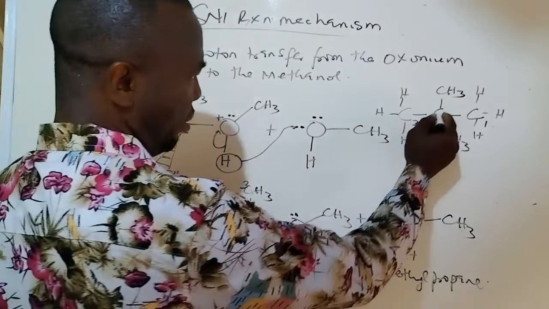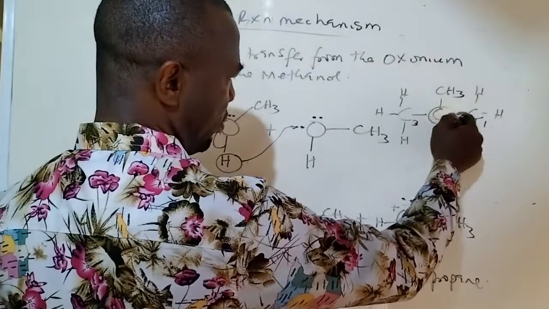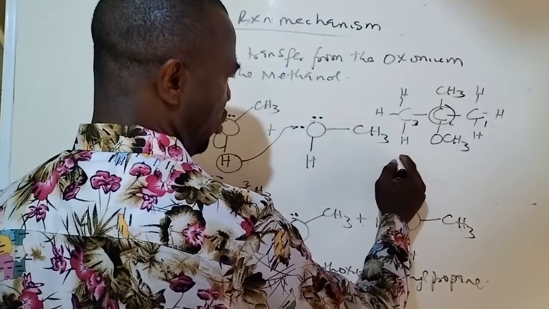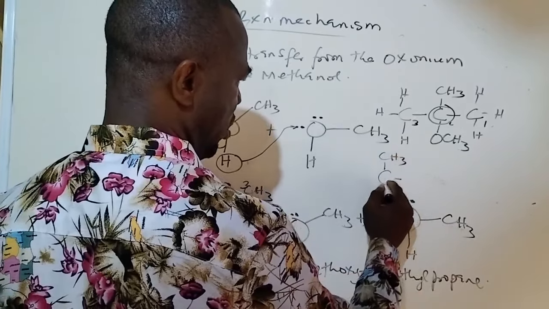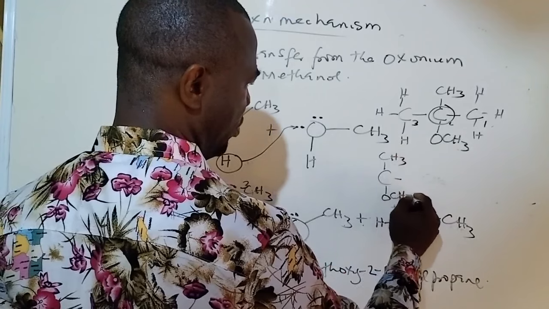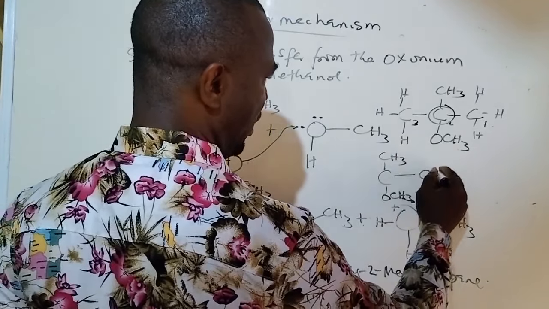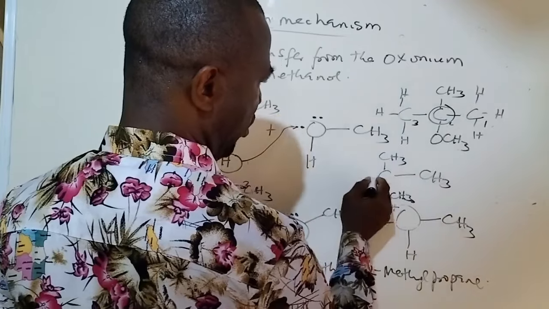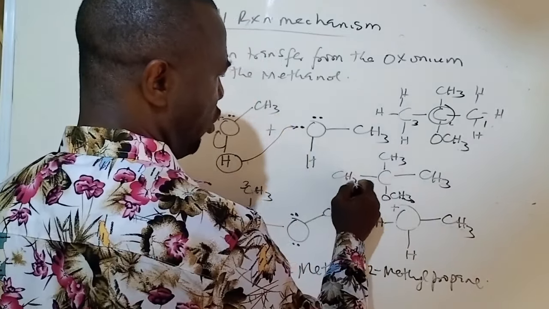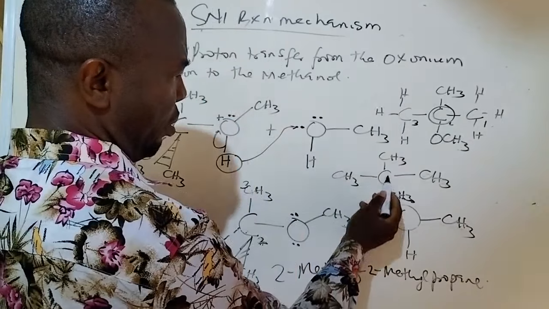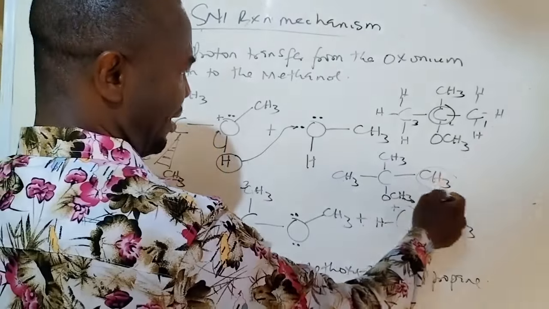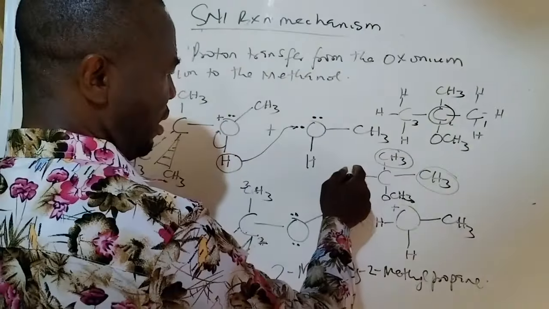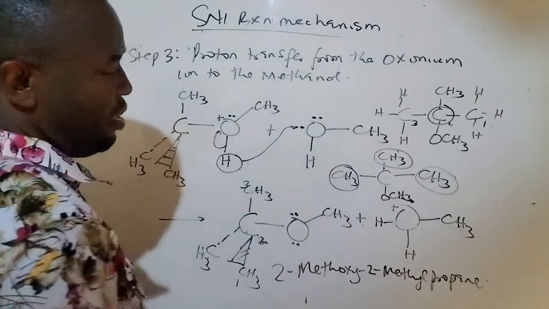Look at the central carbon, which is this one. Let's look at the groups bonded to it: CH3, OCH3, then CH3 on this side, and also CH3. There are 4 groups attached to the central carbon: 1, 2, 3, 4. And out of the 4 groups, 3 are the same. So you cannot say that this compound is chiral; it's not optically active.